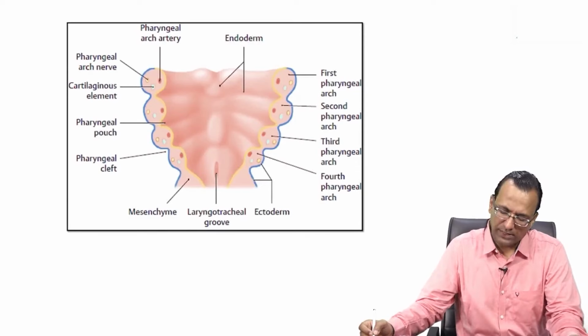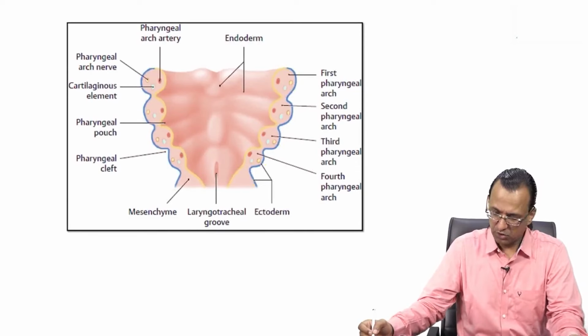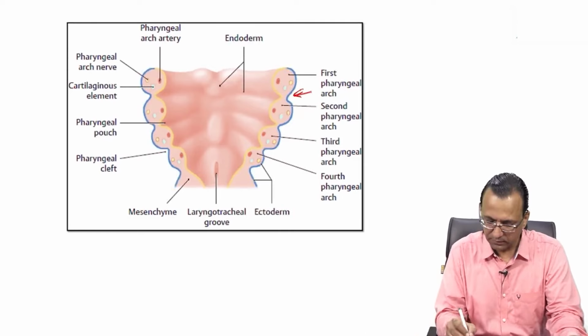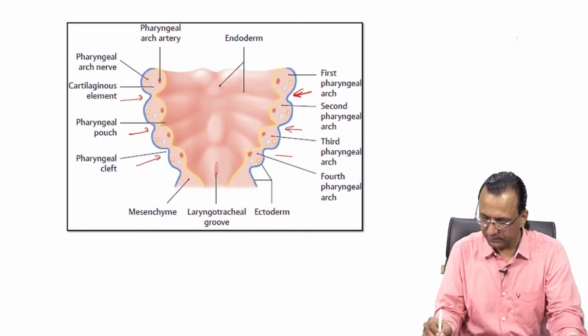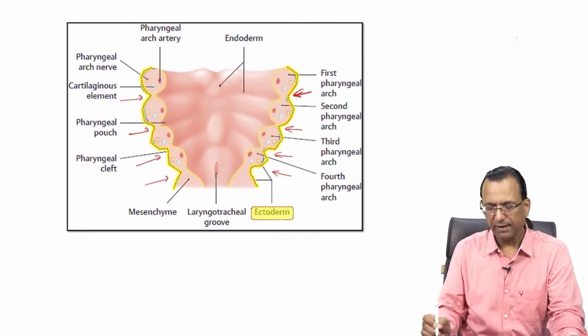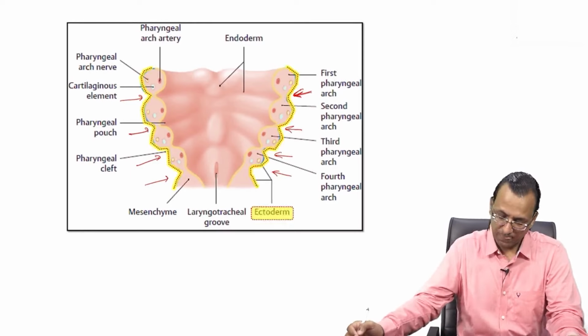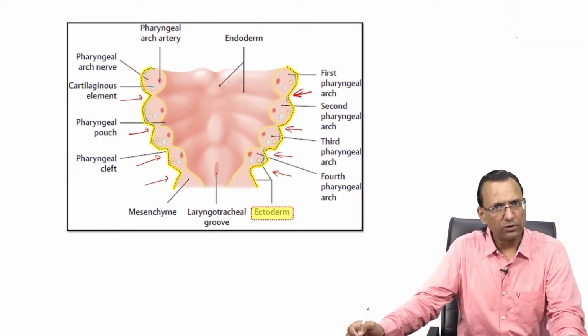I also want to know what is happening to the cleft. Where is the cleft? I don't see the cleft. You see, this is cleft 1, and this is cleft 2, and this is cleft 3, and this is cleft 4. So there are 4 clefts, lined by ectoderm. What is happening to the clefts? That we'll find out here.